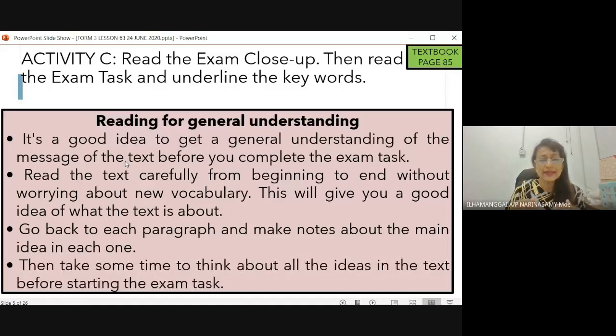Then take some time to think about all the ideas in the text before you start your exam task. This will help you to identify where to get the answers. I'm telling you, this is very important because you will use the same strategy in Form 4 and then Form 5 SPM. Same. This will help you no matter what the exam question is for reading, whether it's information gap or information transfer, it's all the same, okay? So this is exam close-up, which I already told you is on page 85.